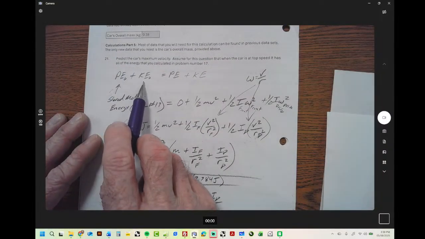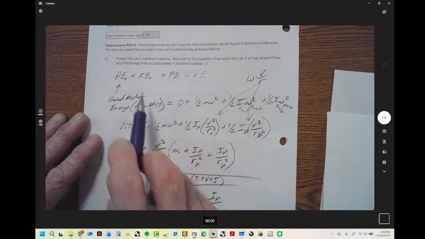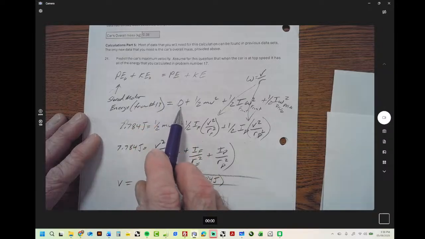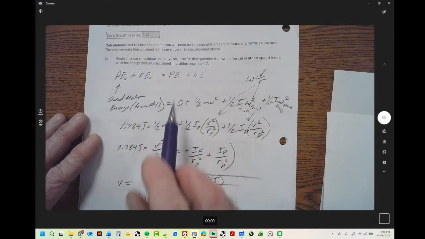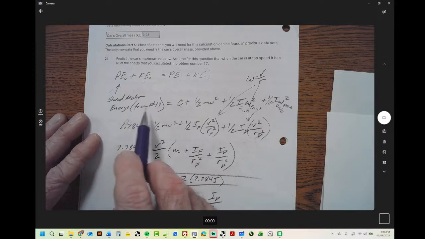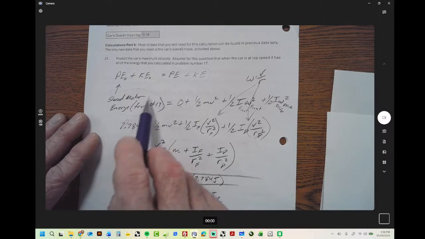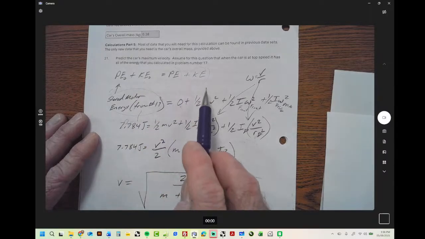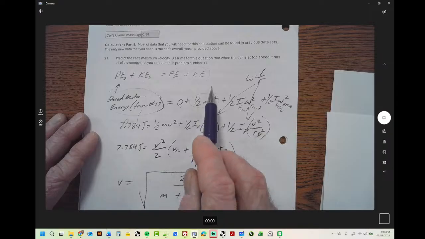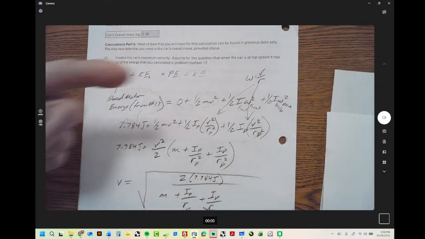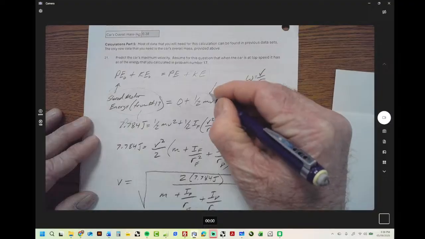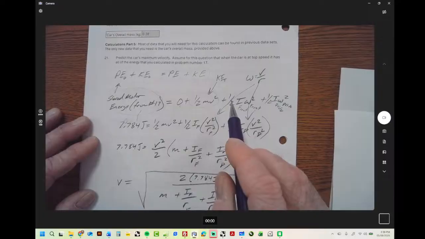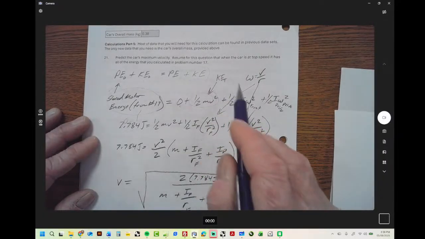When the car starts, there's no kinetic energy, and the potential energy at the end is 0 because it's used it all up, but at the end there is kinetic energy. So total energy in the beginning, 7.784 joules, equals 0 potential energy plus 1/2 mv squared. That's the kinetic energy that the car has because the whole thing's moving. This is KE translational.